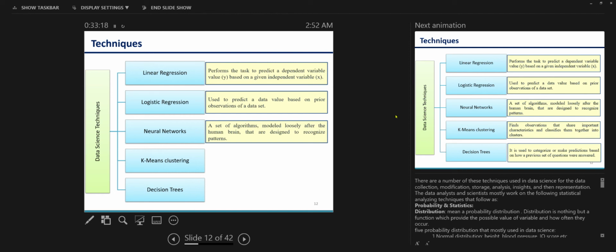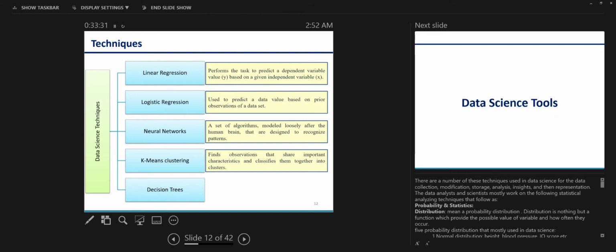Next, k-means clustering. The k is the number of clusters. Clustering is to find observations that share important characteristics and classify them together into cluster form. So that is k-means clustering.